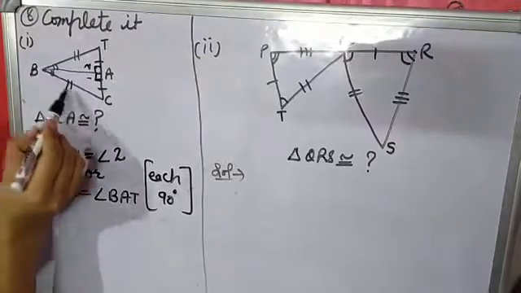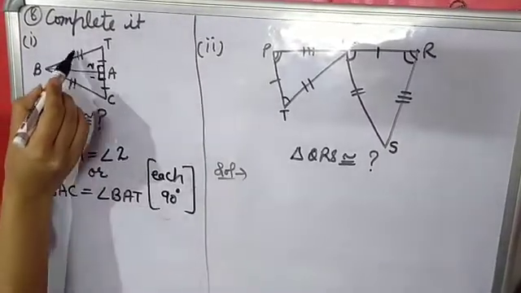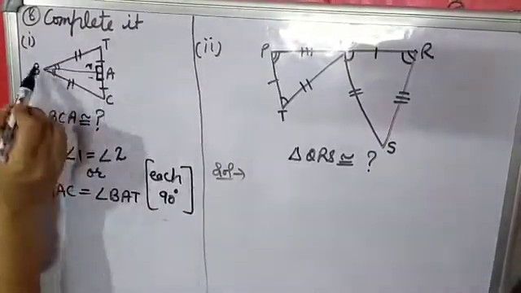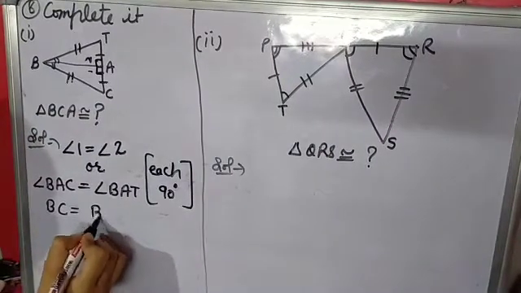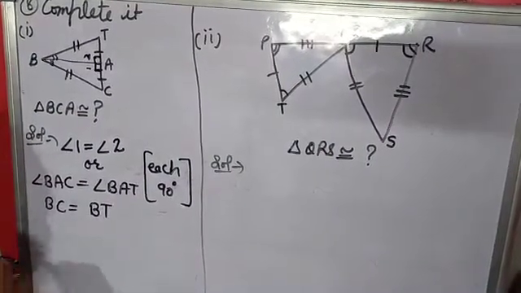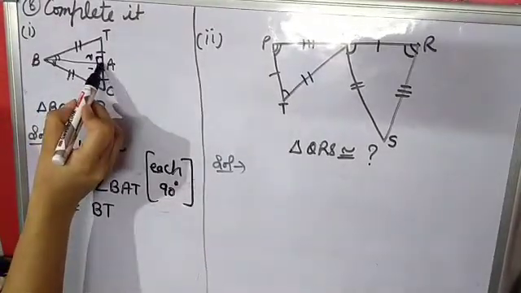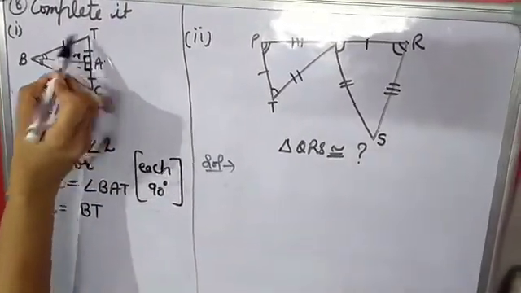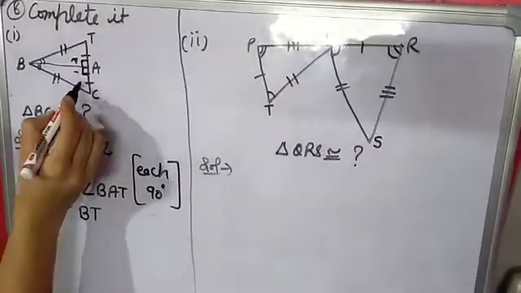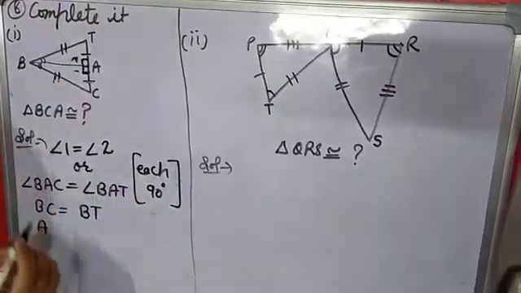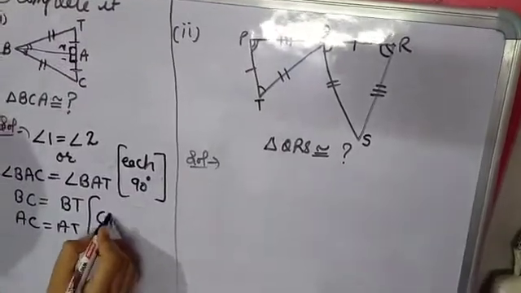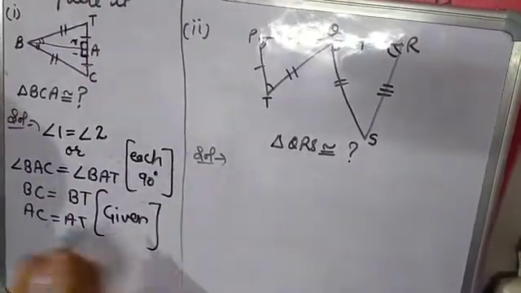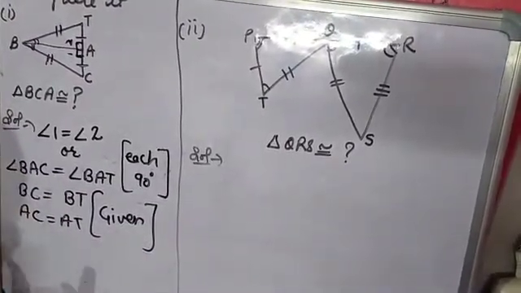BT is equal to BC. Look, two lines are there, two lines are there. It means BC is equal to BT. This is the hypotenuse. BC is equal to BT. And third, this side AC is equal to AT. It is also given. One line is here, one line is here. AC is equal to AT. Reason is both are given. We need only three things.